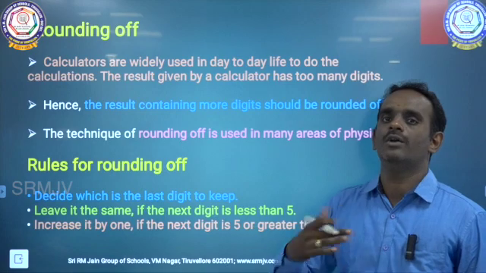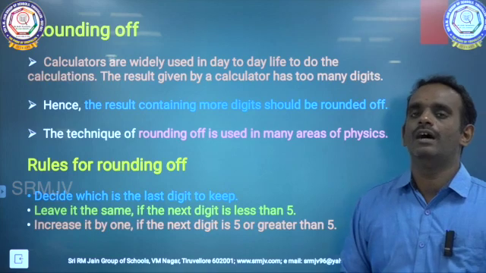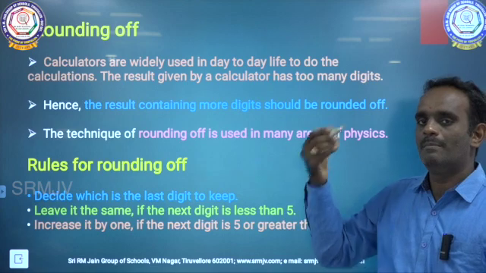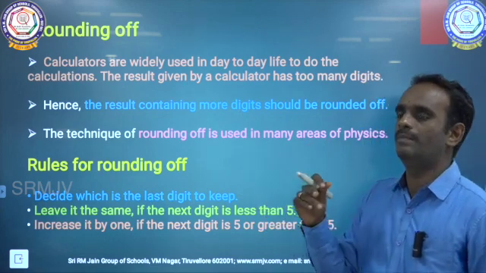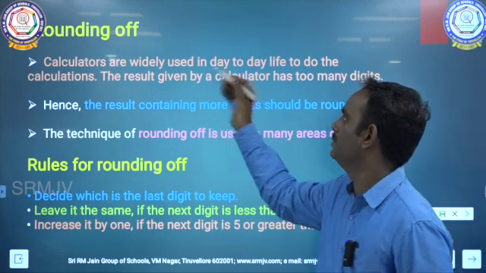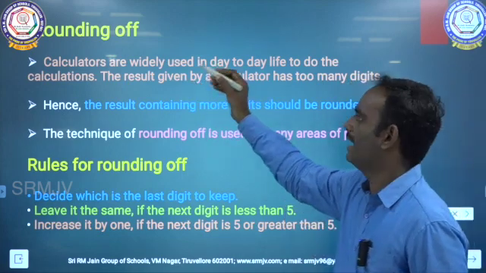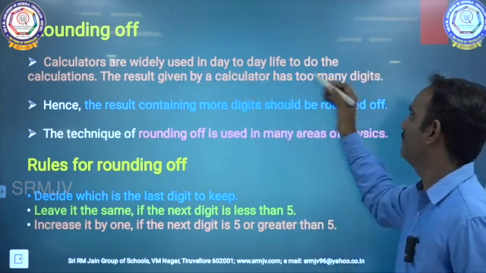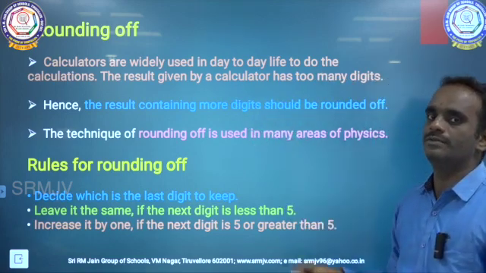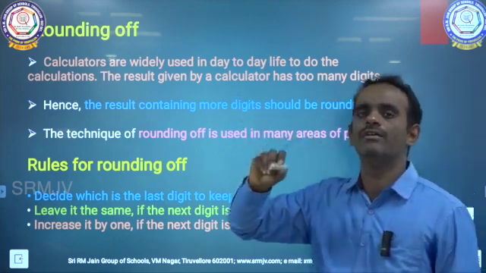The next one is rounding off. Calculators are widely used. In olden days we had to add using our mental maths. Now with the help of calculators we solve so many problems. So calculators are widely used in day-to-day life to solve problems. The results given by the calculator are so accurate and have many digits. We feel it is very difficult to write all the digits.